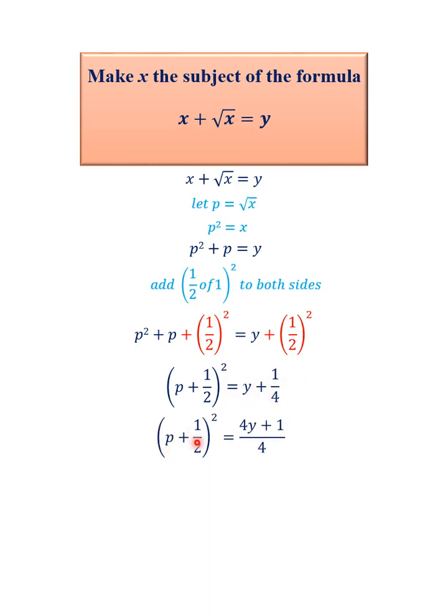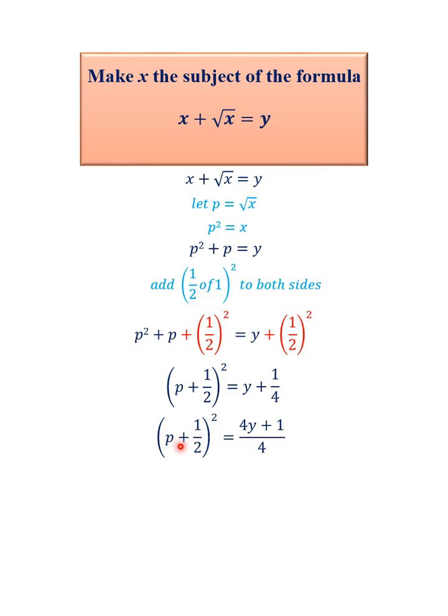So we have (p + 1/2)² on the left hand side equal to, the LCM here is 4. 4 into 1 at the denominator of y, we have 4. 4 times 1 gives us 4y plus 4 into 4 is 1 times 1 is 1. So the right hand side is (4y + 1)/4. At this point, we are going to take the square root of both sides so that this square can go out.